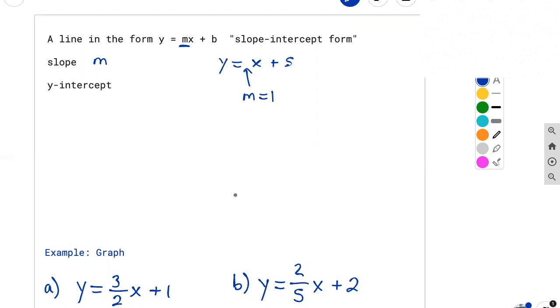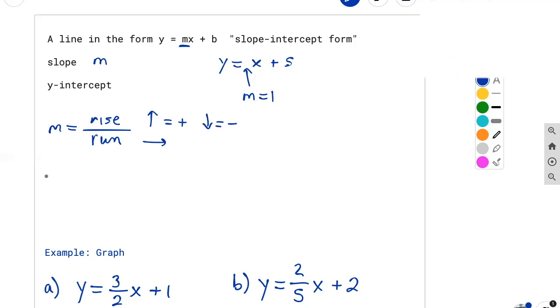Now, the slope is going to tell you the relationship between the rise and the run. So m is equal to the ratio of rise over the run. The rise is going to tell you how much you go up, and you will go up if it's a positive fraction, and you will go down by the amount of the rise if it's a negative fraction. As for the run, always think of it as you're going to the right by that amount.